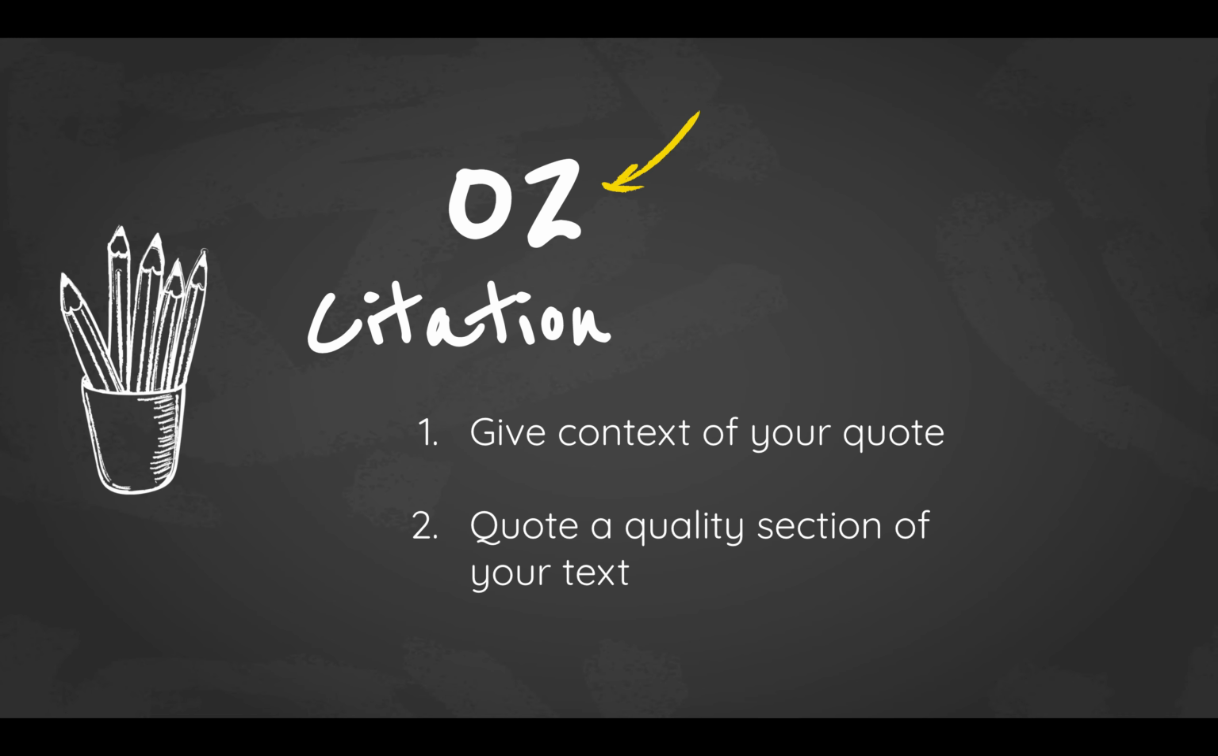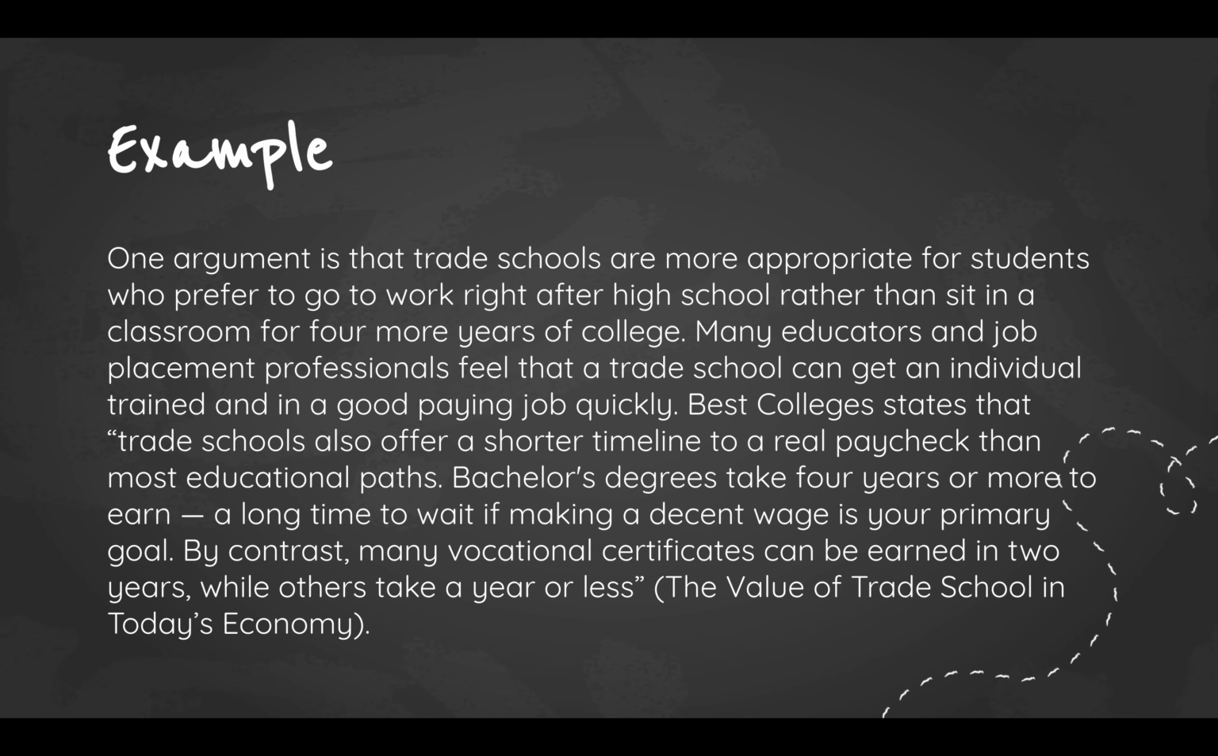Number 2 is your citation. You are going to first give some context about what's going on in the book or the story or the magazine article that you're talking about. And then you are going to quote a quality section of your text. Quality is going to be an important one here, and we'll talk about that in a few seconds.